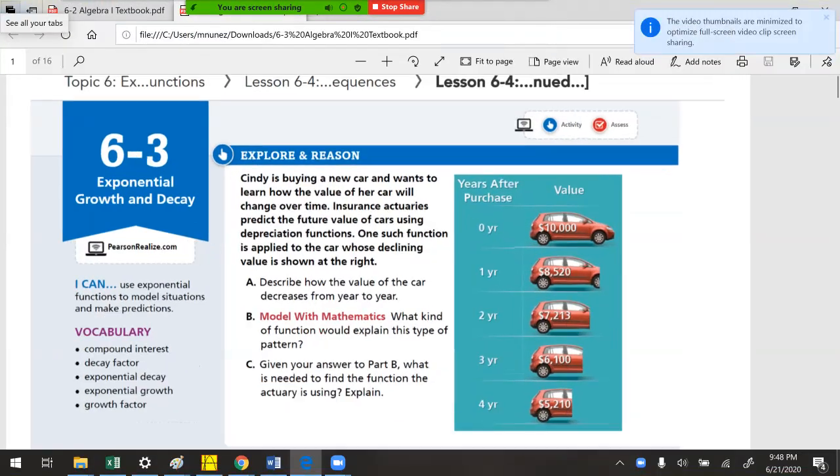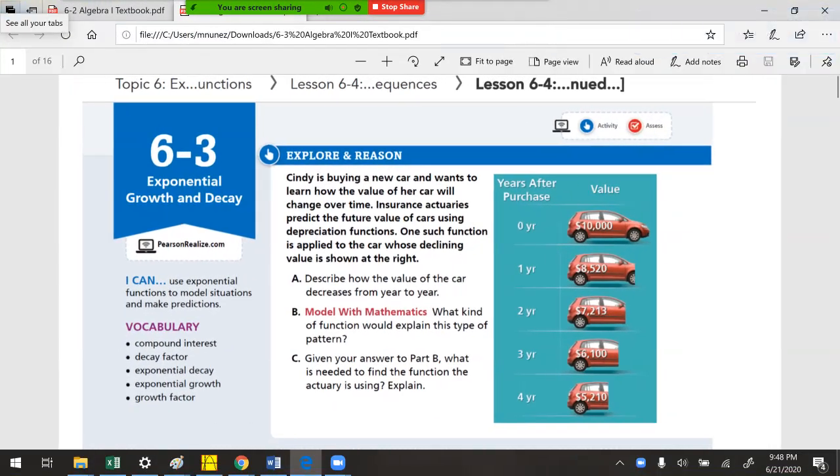Okay, this lesson here, 6-3, exponential growth and decay, can be easy, but it really depends on how you interpret things and how you read word problems. If you can't read the word problem, this will be extremely, extremely difficult, okay?